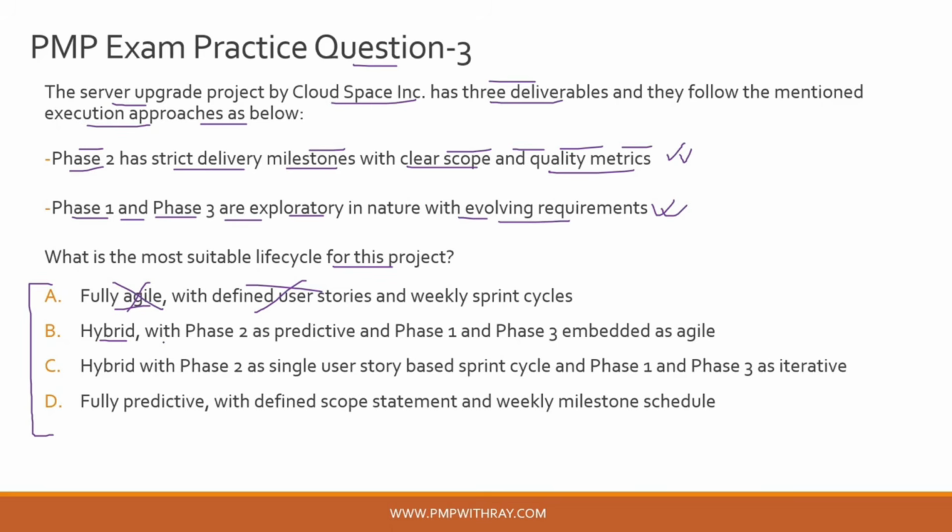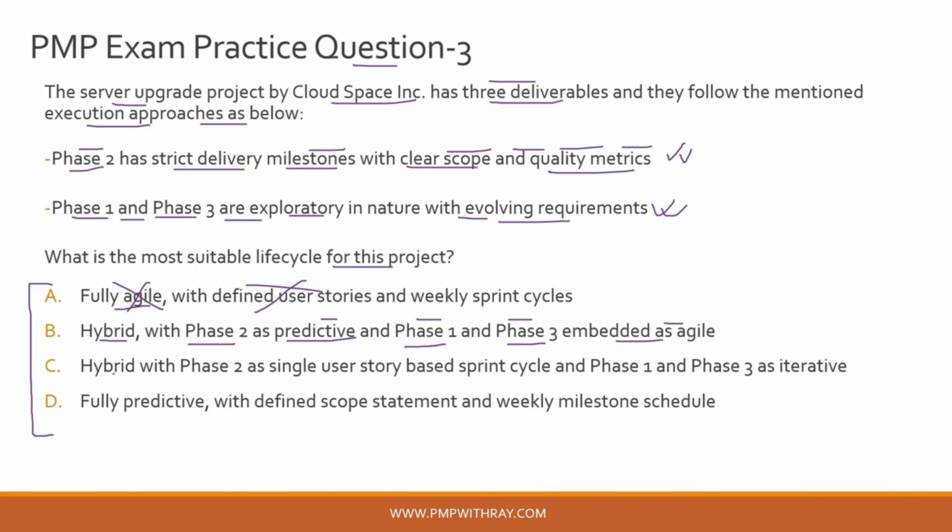Okay, now let's read the second part of option B. With phase 2 as predictive and phase 1 and phase 3 embedded as agile. Okay, now this looks like a very good option, because it is essentially saying what we have already discussed, right? That since phase 2 has strict delivery milestones with clear scope, you do phase 2 as a predictive project, and phase 1 and phase 3 happens as an agile project.